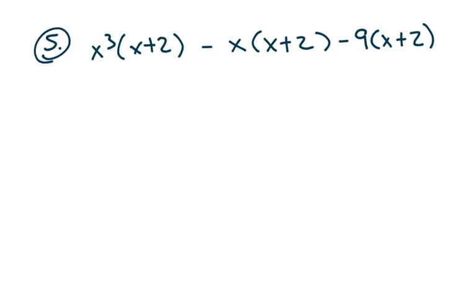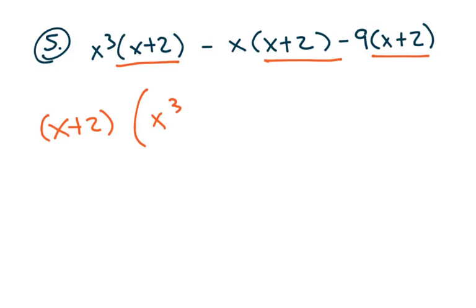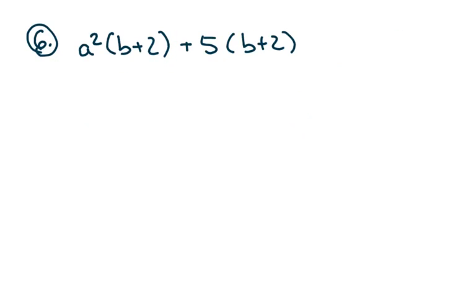This one's a little more interesting because you see parentheses and they all share x plus 2. And we can, in fact, do that. We can factor out the x plus 2. And that's going to leave me with x cubed minus x minus 9. There's nothing I can do with x cubed minus x and minus 9. They don't share anything in common. They don't all have x's. They don't all have factors of 9 other than 1. So that is it.